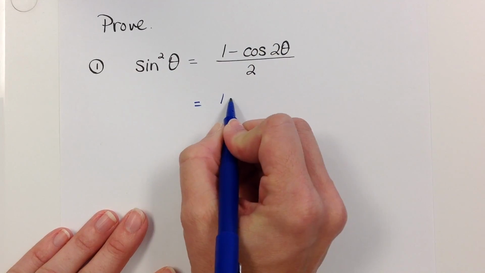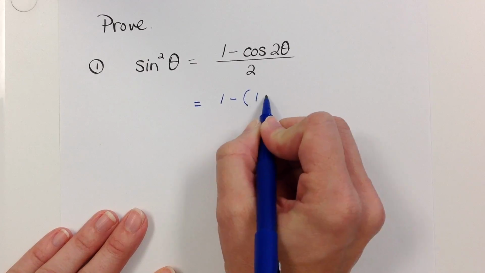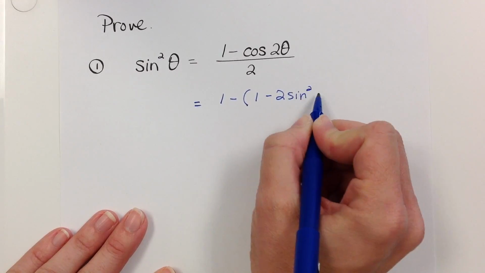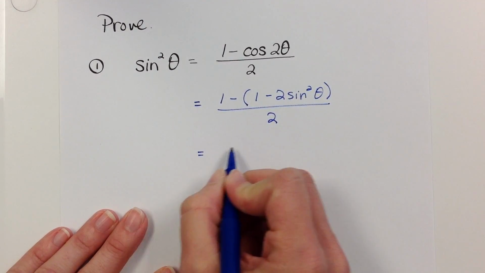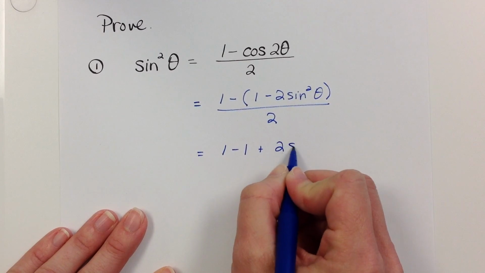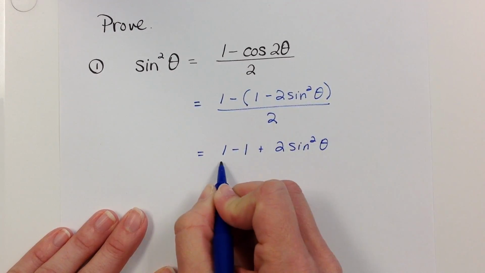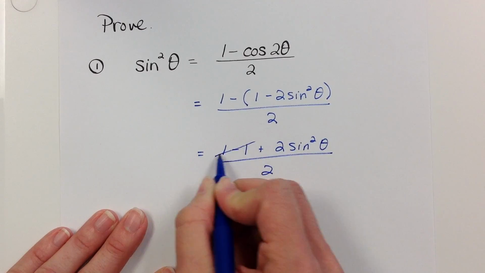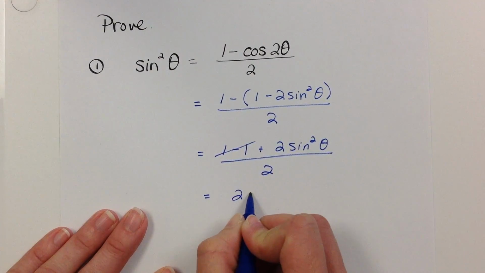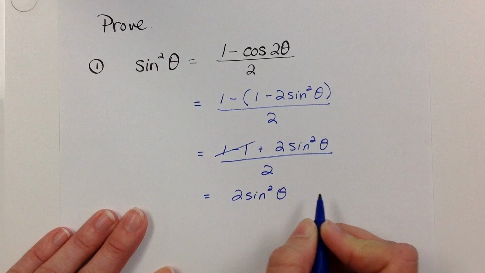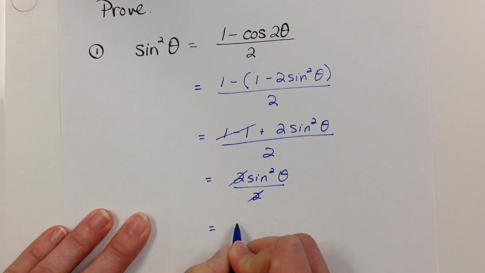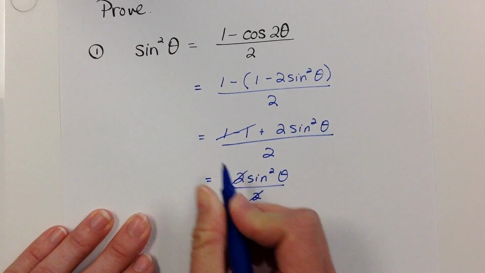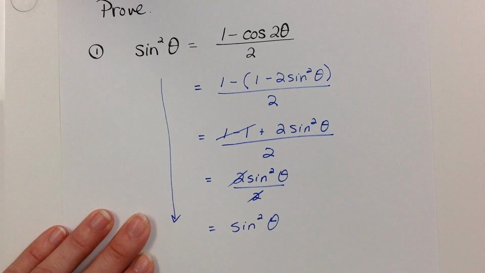So we would have 1 minus, and then 1 minus 2 sine squared theta divided by 2. Distribute your minus sign. So your 1's are going to add out. And then your 2's cancel. So you're left with sine squared, which is exactly what we were looking for. Okay, next.